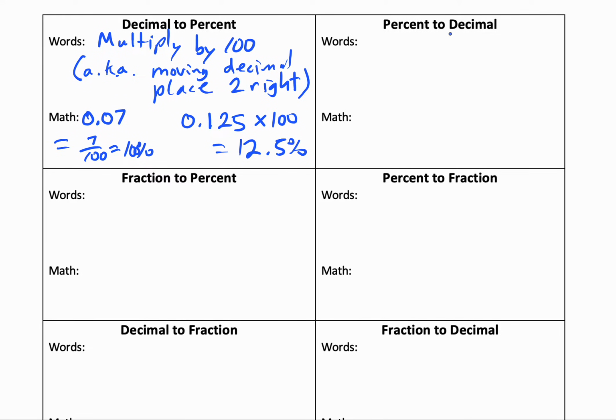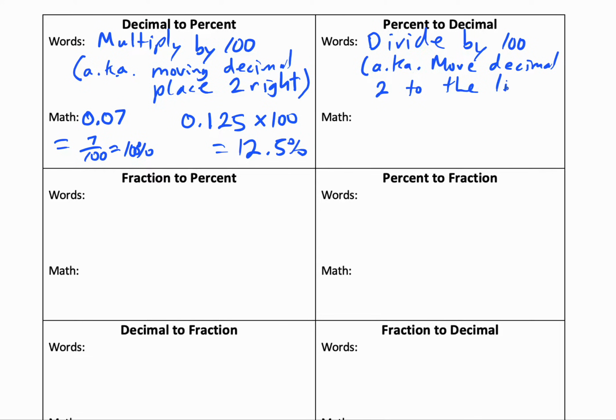Okay, so obviously then backwards, percent to decimal, we're going to divide by 100. Divide by 100, which is move decimal 2 to the left. Okay, making it smaller, of course. So if you got a percentage like 13.6%, then we just divide that by 100 and we move 2 to the left and we get 0.136, easy peasy.